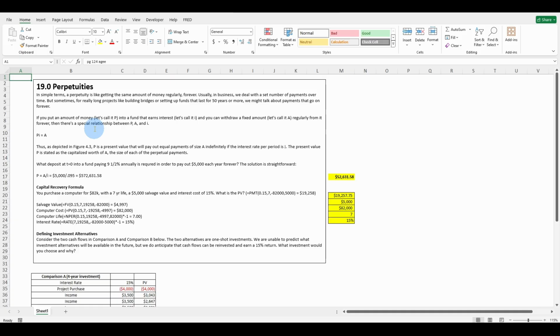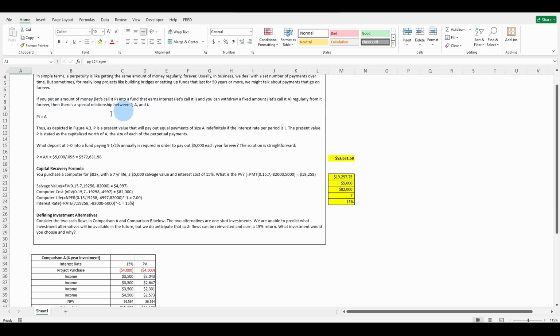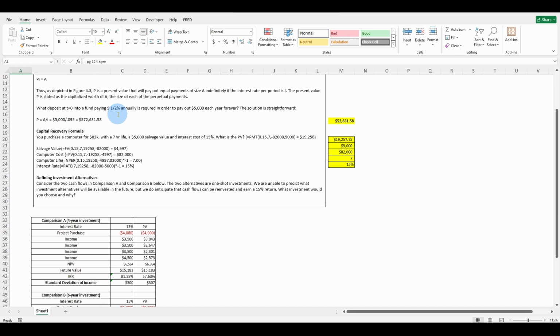And I can't remember. If you put an amount of money, let's call it P, into a fund that earns interest, let's call it I, and you can withdraw a fixed amount, let's call it A, regularly from it forever, then there's a special relationship between P, A, and I. So P times I equals A. Thus, as depicted in figure 4.3, P is a present value that will pay out equal payments of size A indefinitely if the interest rate per period is I. The present value P is stated as the capitalized worth of A, the size of each of these perpetual payments.